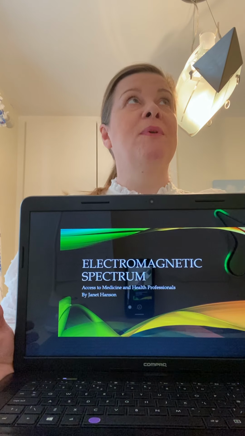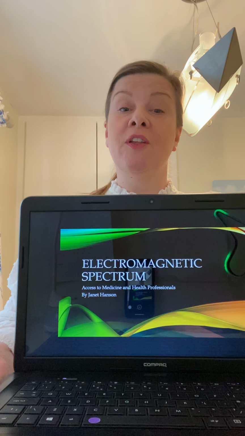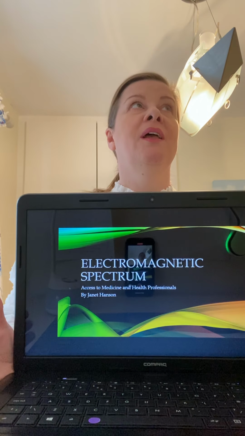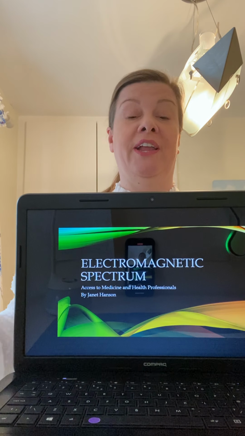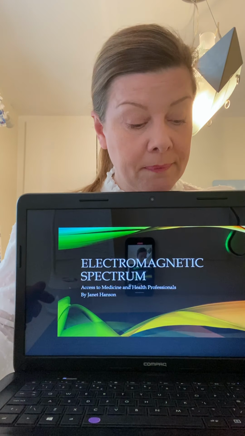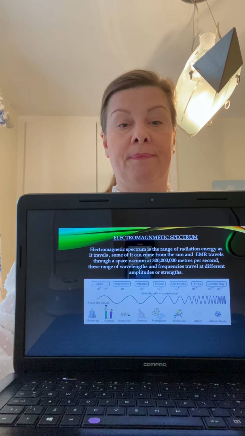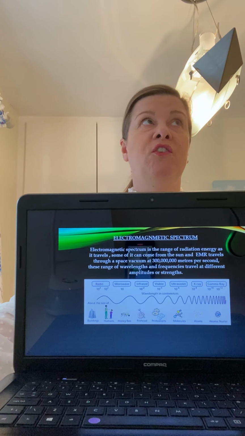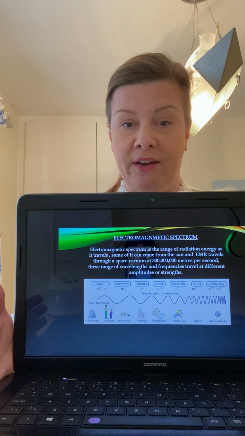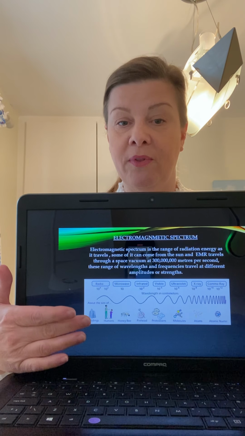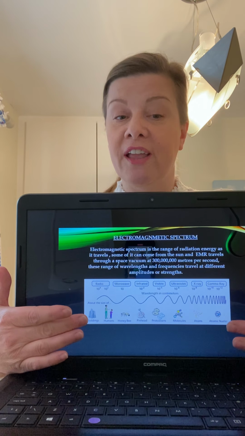Electromagnetic spectrum is a radiation energy which travels in waves and spans a large spectrum seen here. The larger the frequency, the lower the radio wave, as we can see here with the radio waves and here with the gamma waves.